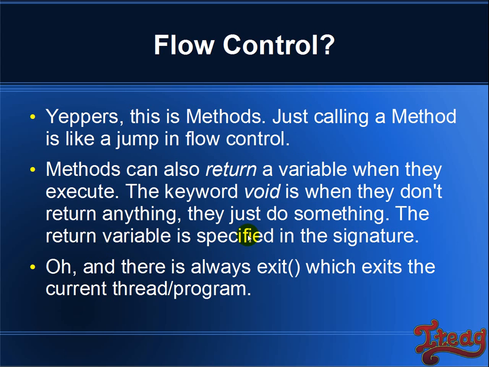The return type is specified in the signature. Oh, and there is always exit, which exits the current thread or program. You don't see it, especially not on main. But when working with threads, you'll be seeing this a bit more, maybe. But yeah, there is always an exit. You just don't see it for people just running a program.